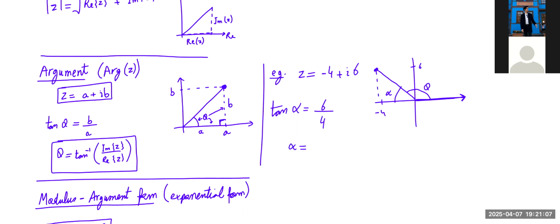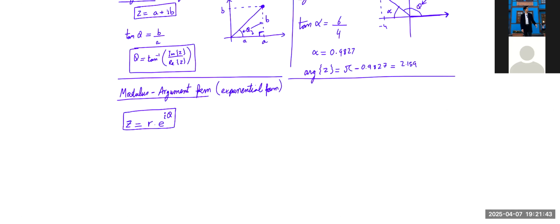I find alpha using this. Let's calculate what it becomes. Remember to do it in radians, because this only works for radians. It's 0.9827. And if that is alpha, then the actual argument of z is equal to pi minus 0.9827, which is 2.159. So that's the angle that we're looking for. That was a little nuance I wanted to mention. Other than that, it's a pretty simple idea, I think.